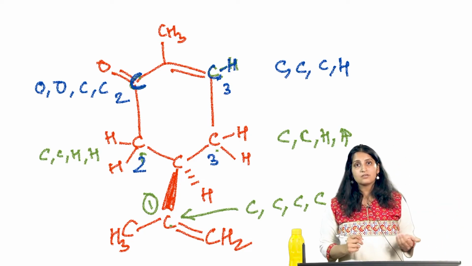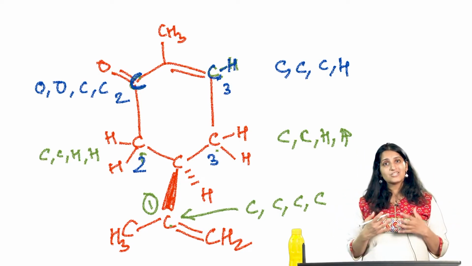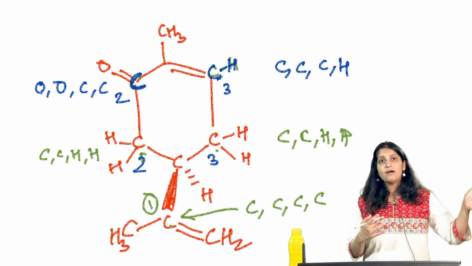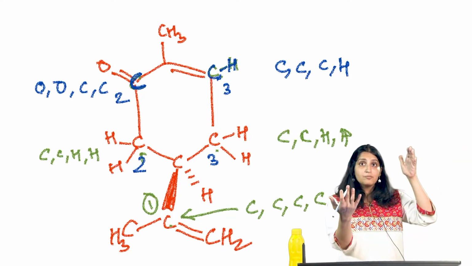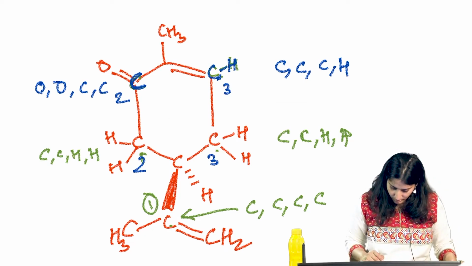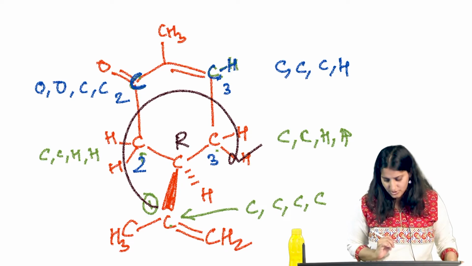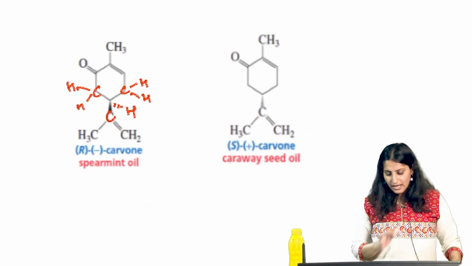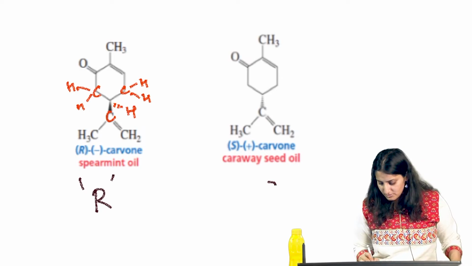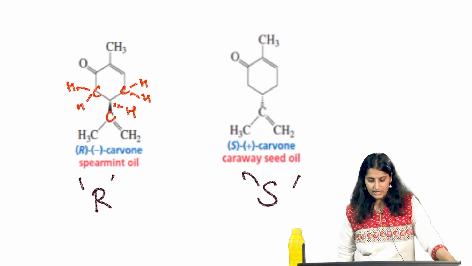Now, what is our next rule? We have to orient the molecule such that the least priority group goes away from us, and in this case you have the hydrogen going away from you indeed. So in this case the molecule is showing you an R orientation. So this is in fact the R carbon, whereas its mirror image, which is present in the caraway seed oil, is the S enantiomer.